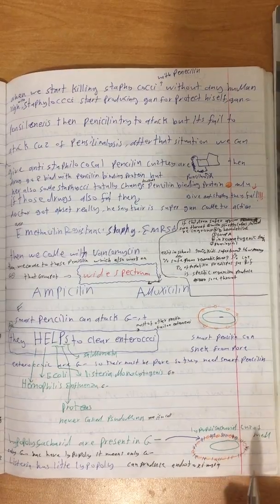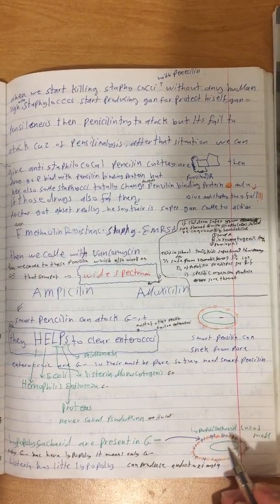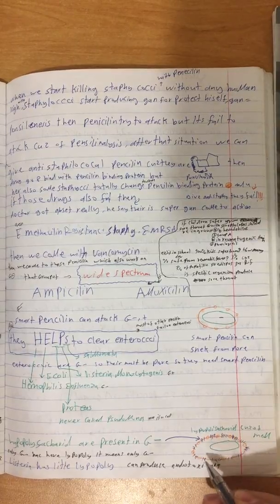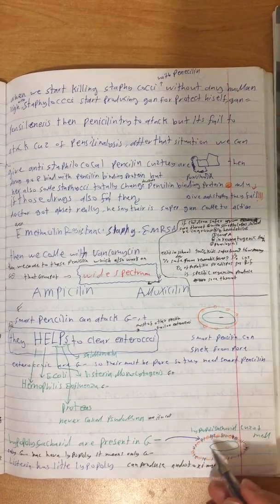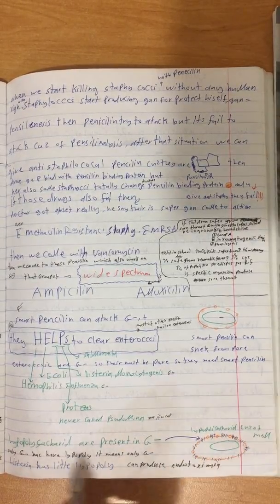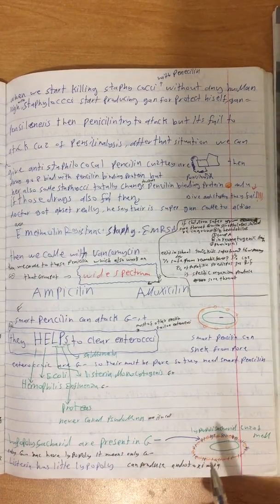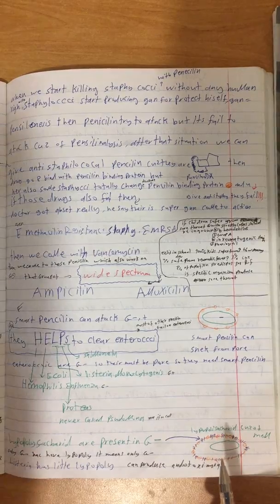So another point: gram-negative bacteria can produce what? They can produce endotoxin. So lipopolysaccharide is present on what? On gram-negative bacteria.